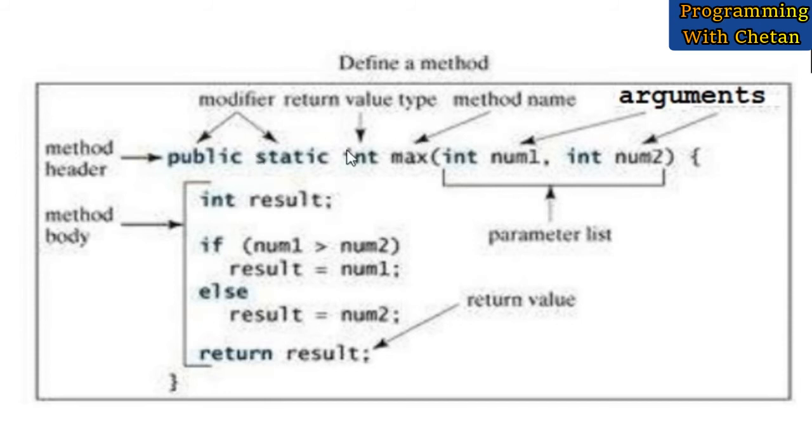Now here int is the return type for our method, that is, this method should return a value of integer type, and max is the name of our method. Here you can see the parameter list inside parentheses. These are also known as parameters or arguments of the method. So we have discussed the method header. Now the code present inside the braces is known as the method body, and here you can see the return statement which is returning a value of integer type.